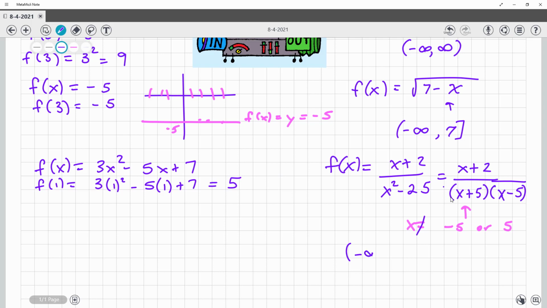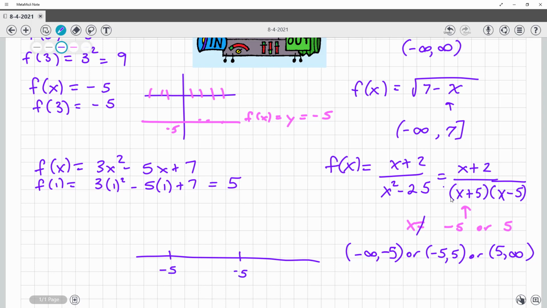So your domain would be -infinity all the way up to -5, but you cannot include it. Why the parentheses? Or now you can jump to the other side of -5, don't include it, to 5, and then from 5 to infinity. And you kind of see that, you can go back old school here. So -5 and 5, those values cannot be included. But anything in here, which is what you're seeing over here, can be included. So you have to be careful inputting values to ensure that they're not messing with that domain.